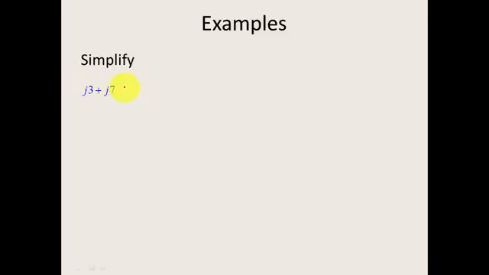Simplify j3 plus j7. Since we are adding these two complex numbers together, I'll have to add their real parts together and then add their imaginary parts together. Now both these complex numbers are pure imaginary numbers. They have no real parts. So all I need to be concerned with is to add their imaginary parts together. So j3 plus j7, I'm going to take out the j like a common factor, and then put a pair of brackets, and inside the brackets will be 3 plus 7. And 3 plus 7 gives me 10. So my answer is j10.